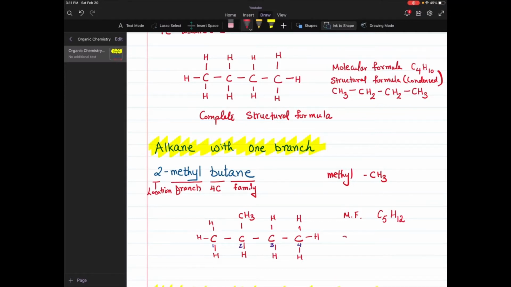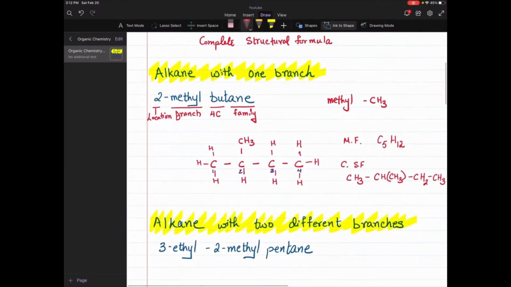And looking at the condensed structural formula, and I'm just using short forms here, it would be CH3, CH, because the second carbon has a hydrogen attached, and it had a CH3 attached to it. So in brackets, we will say CH3 to indicate that this is attached to the carbon. Then we have a CH2 and the last CH3. And that would be our condensed structural formula for 2-methylbutane. Right, so that was our second one. Let's go for the next.